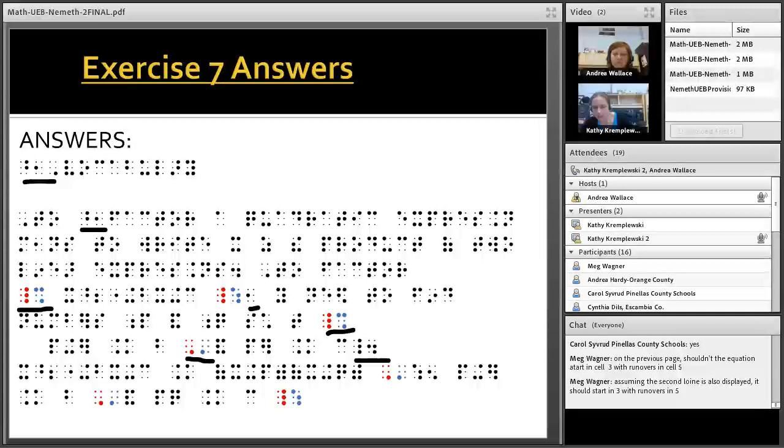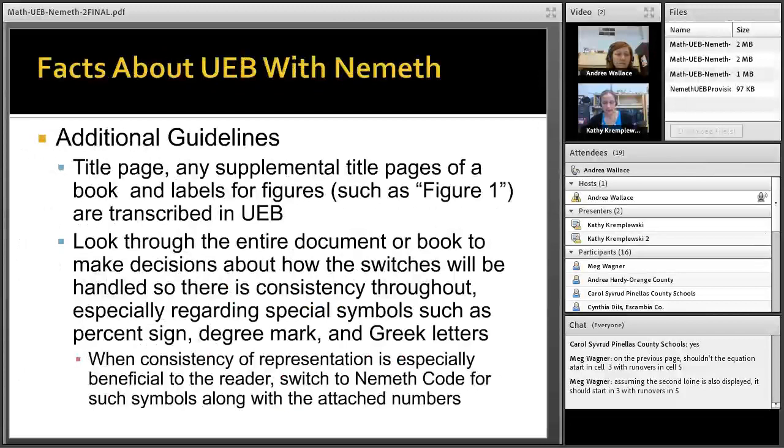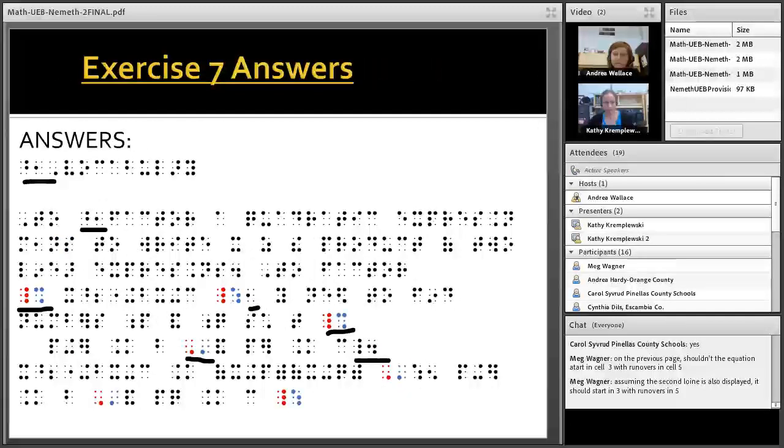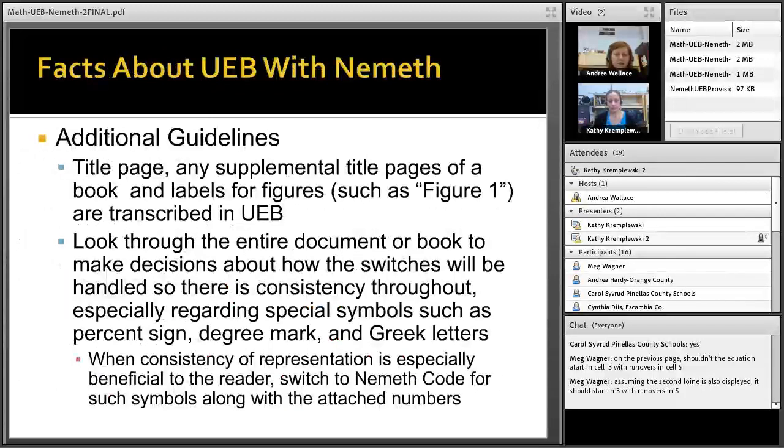Assuming the second line is also displayed, it should start in cell 3 with runovers in cell 5. Okay, thank you. Yes, I appreciate you pointing out the formatting. Oops, sorry. Anybody have any questions on these exercise 7 answers?